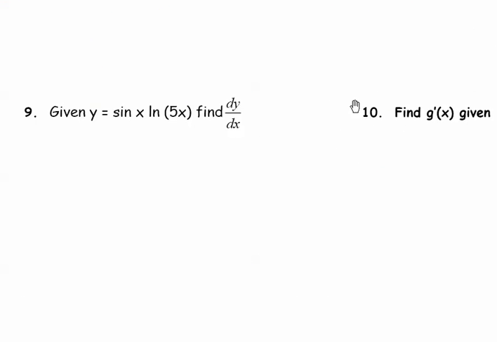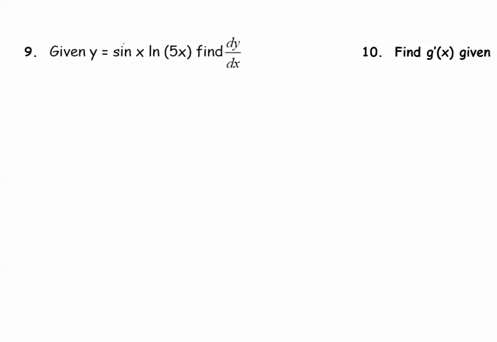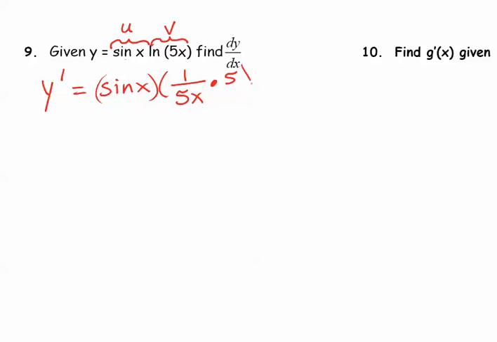Now let's compare that to number 9. Number 9 is very different because here we have sine of x, that is a complete function, times the natural log of 5x. So this one is a product rule because we have one entire term times another entire term. So our derivative, the derivative of y, you could write as dy dx or a y prime. So on the product rule, I'm going to have the first function times the derivative of the second, which is 1 over 5x times the chain rule would be a 5. So those 5's are going to cancel.